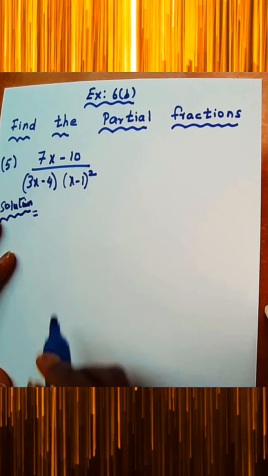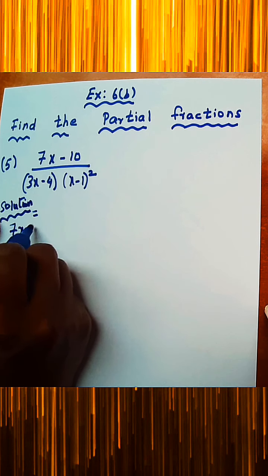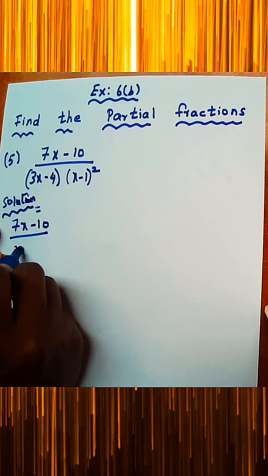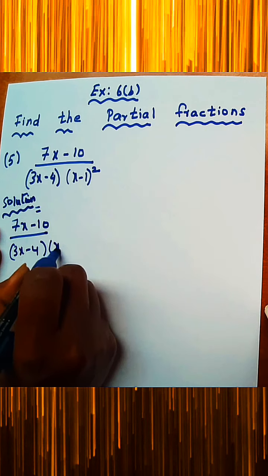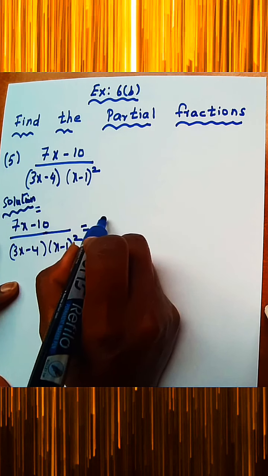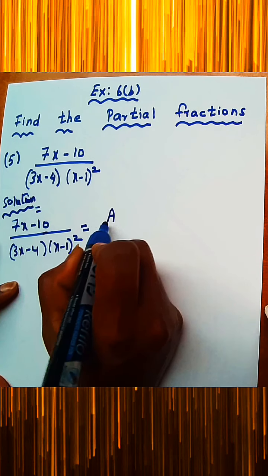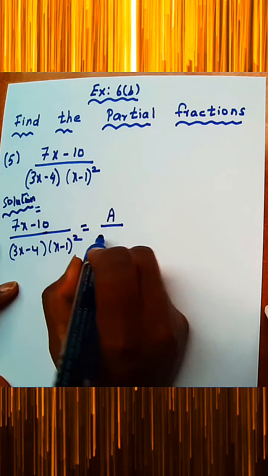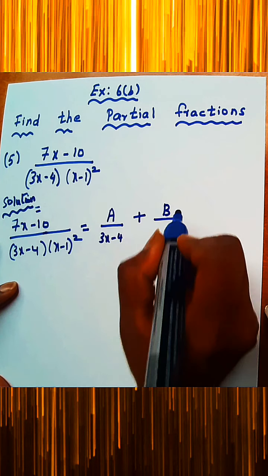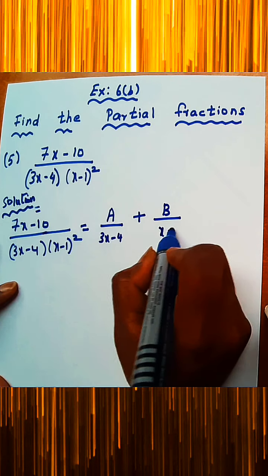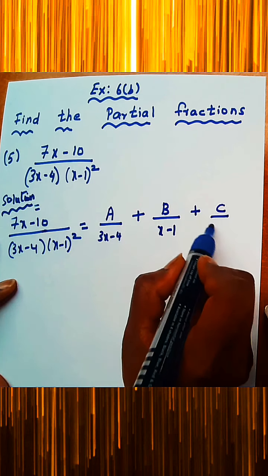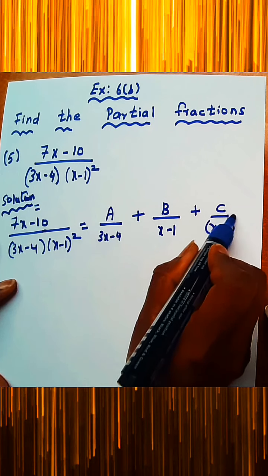Okay, so here we have (7x minus 10) divided by (3x minus 4) times (x minus 1) the whole square, which can be written as a divided by, what is the first factor? 3x minus 4. Very good. Plus b divided by, what is the second factor? x minus 1. Plus c divided by (x minus 1) the whole square.